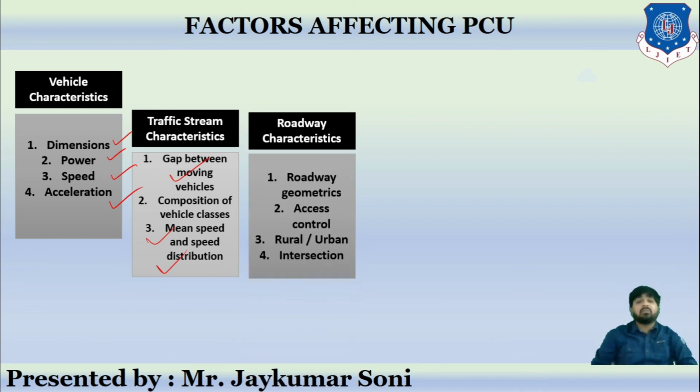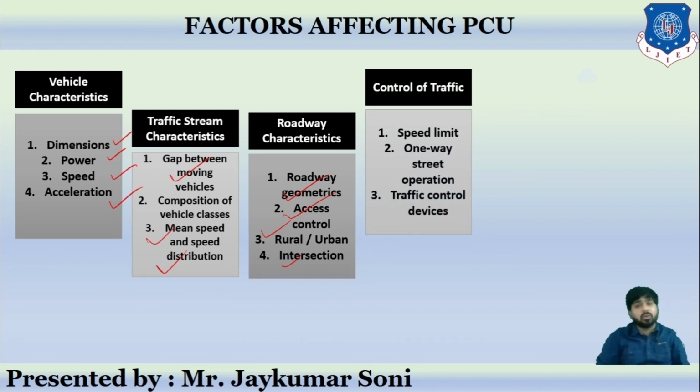Then comes the roadway characteristics such as geometric design, access control, whether it is a rural road or urban road, whether 6 lane, 4 lane, 2 lane is there, whether any intersection or crossing is there. So this is how it affects. And then comes the control of traffic. That involves the speed limit, whether it is a one-way street, or whether any kind of work is there, such as metro work ongoing in Ahmedabad. So you can observe that on a number of stretches, one way is there. Then traffic control devices, various kinds of signs, signals, speed limitation boards, then accident prevention boards are there. So these are the factors that affect the PCU.